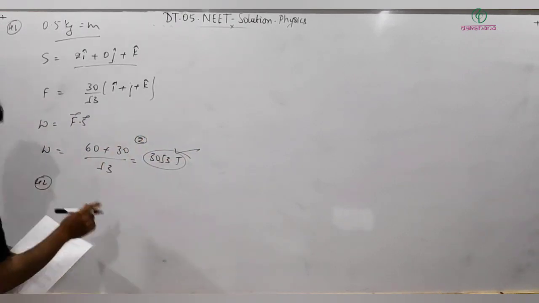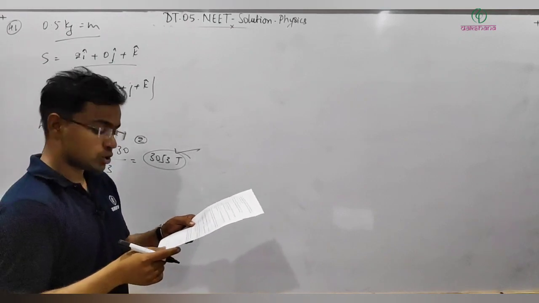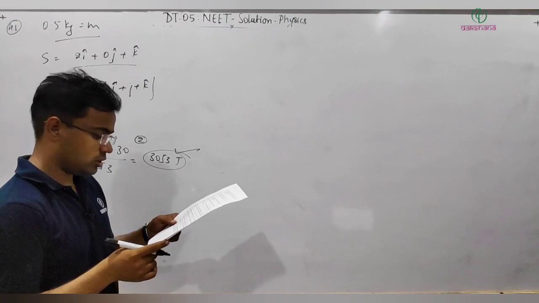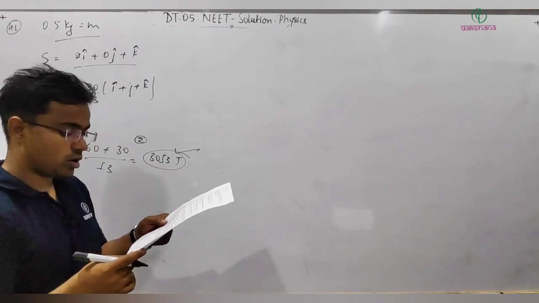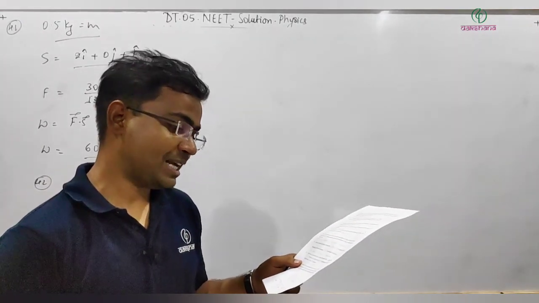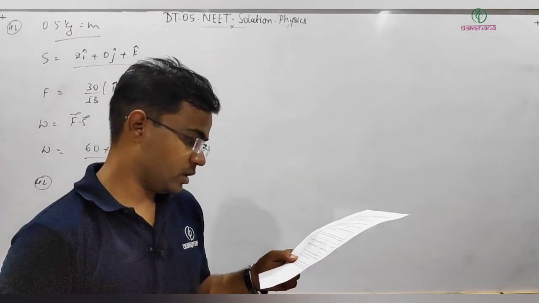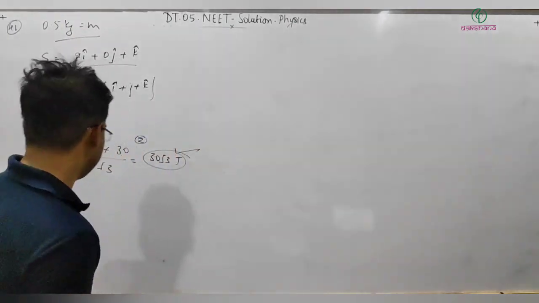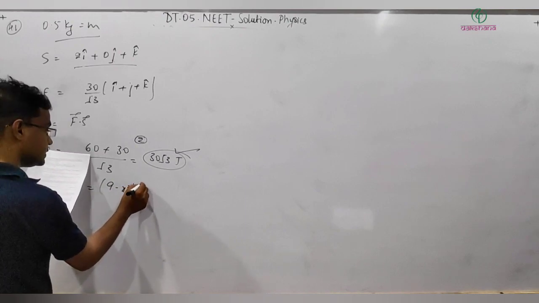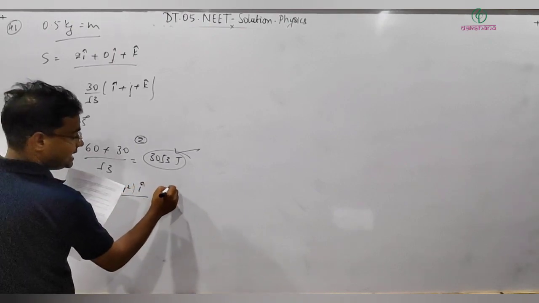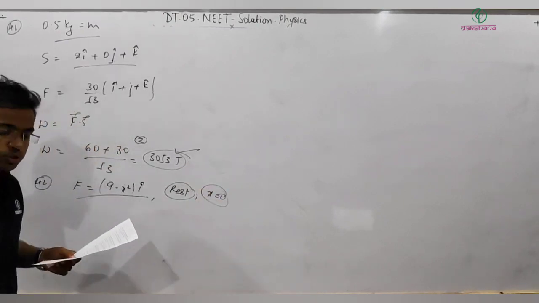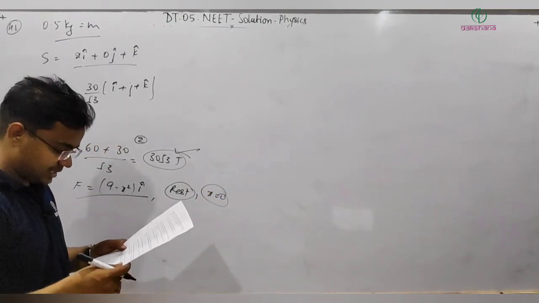Question number 42. Block of mass 2 kg is initially at rest on a horizontal frictionless surface. Horizontal force of this Newton acts on it when the block is at x equal to 0. Alright, the maximum kinetic energy of the block initially at rest. So force acting is 9 minus x square. This is the i cap force acting, and initially it was at rest, and it is also given it is at rest at x equal to 0. So it means there it is at rest.